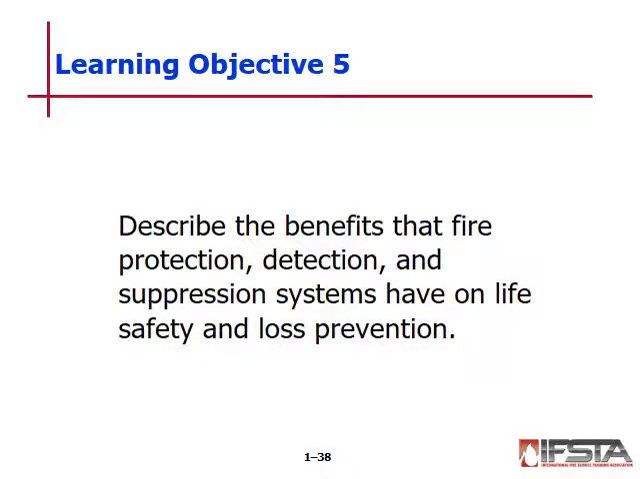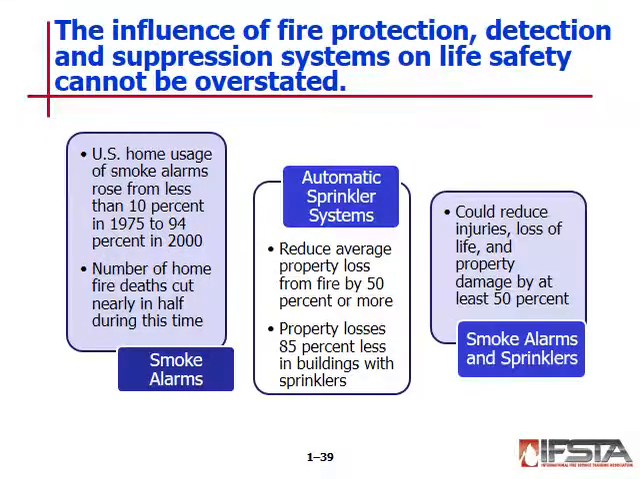Objective 5. Describe the benefits that fire protection, detection, and suppression systems have on life safety and loss prevention. The influence of fire protection, detection, and suppression systems on life safety cannot be overstated. The positive effects for both building occupants and firefighters are readily apparent by an examination of historical data. In each of the fires discussed previously, the investigations reveal the lack of fire alarm systems and fire suppression systems as a major contributing factor in the deadly results.